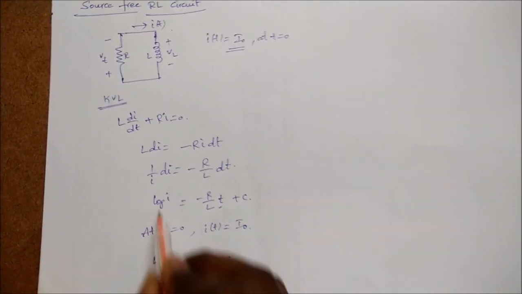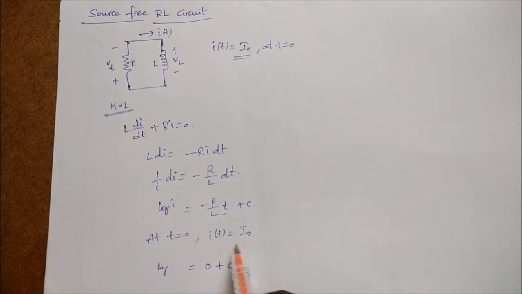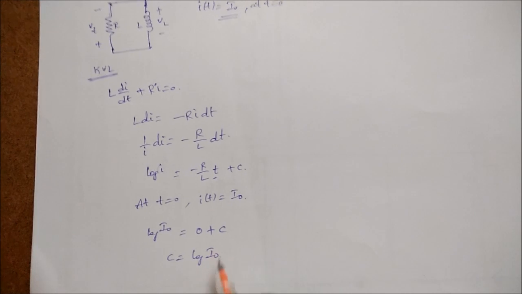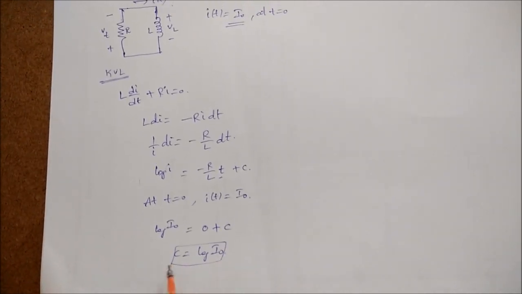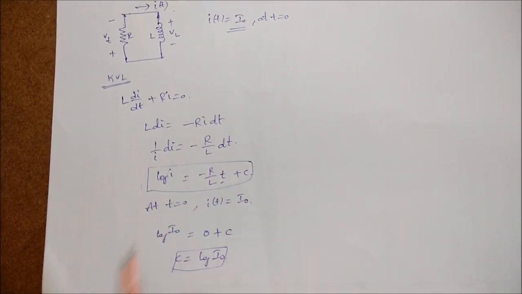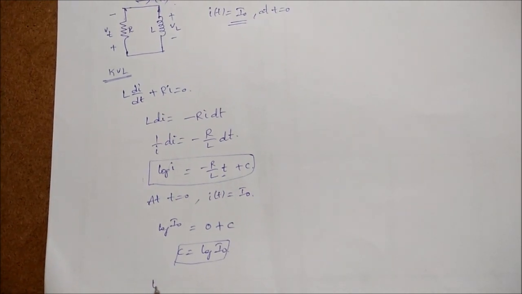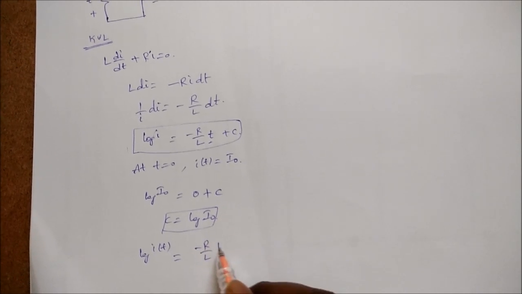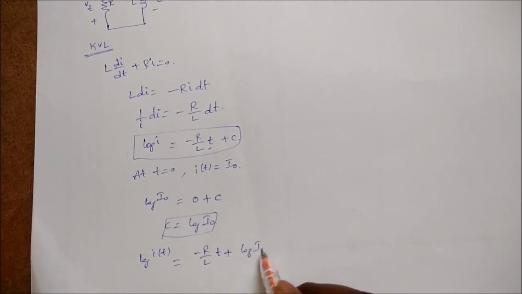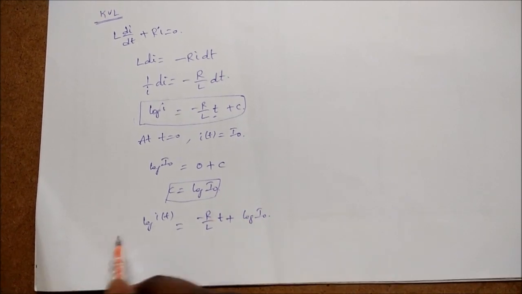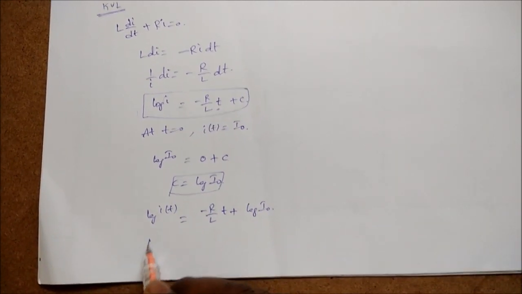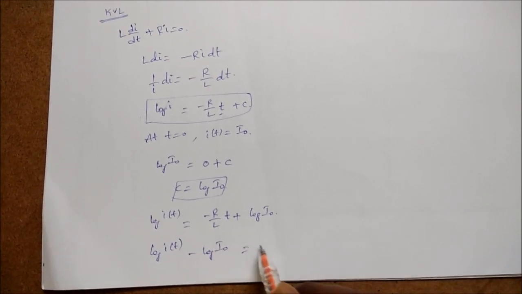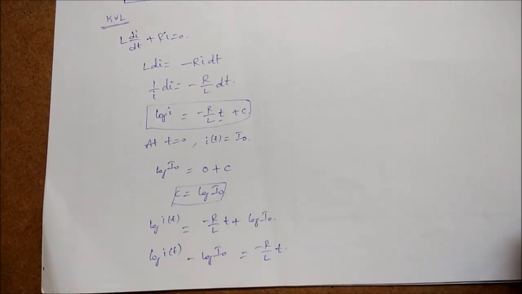So this will be log I of t, that will become log I naught. So now C is equal to log I naught. Now substitute this initial condition in this equation. Log I of t is equal to minus R by L into t plus log I naught. Now bring this to the left side: log I of t minus log I naught is equal to minus R by L into t.